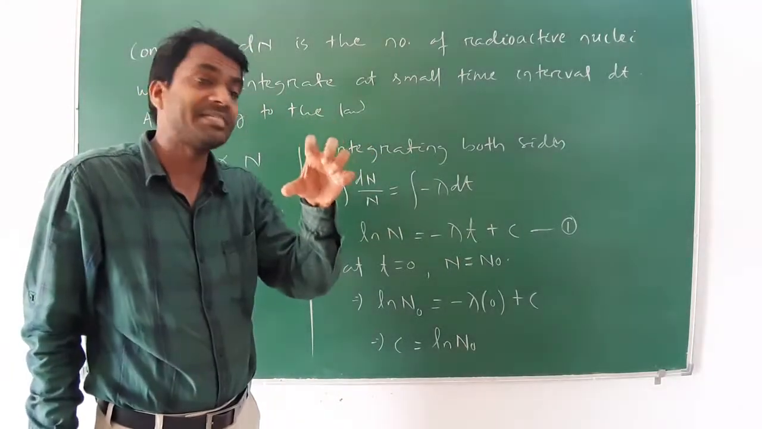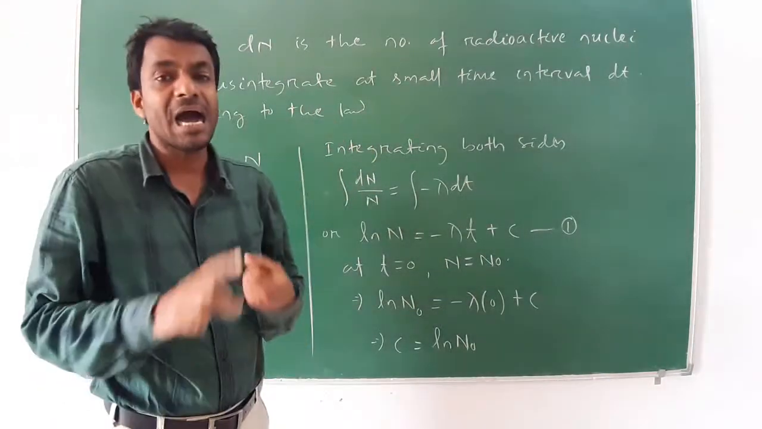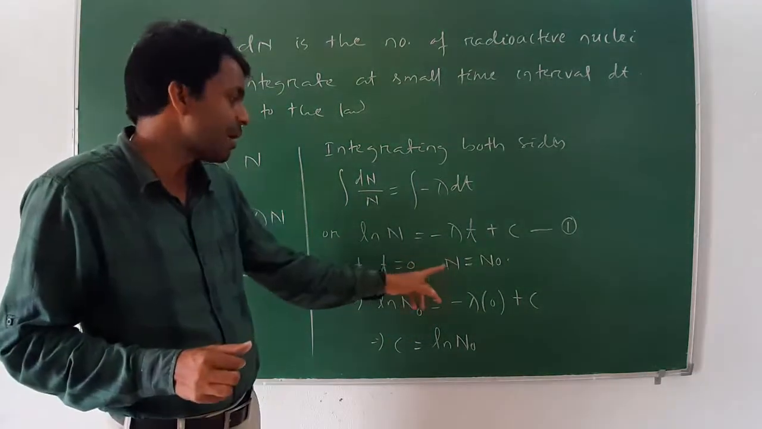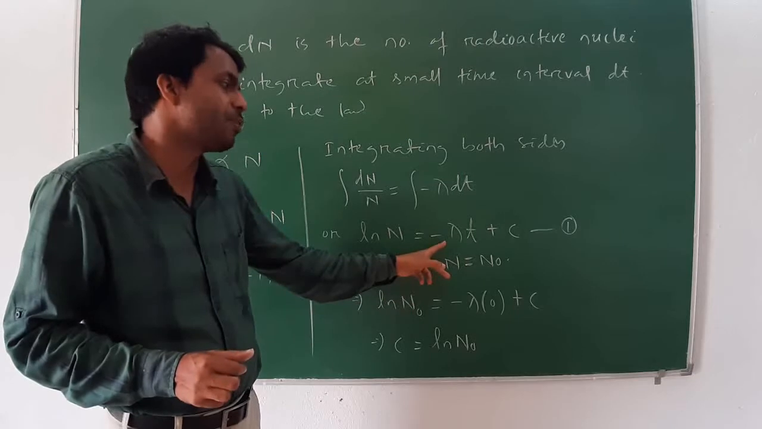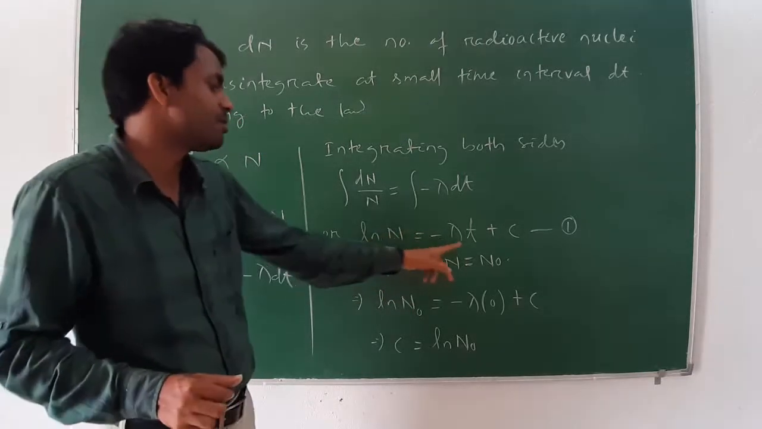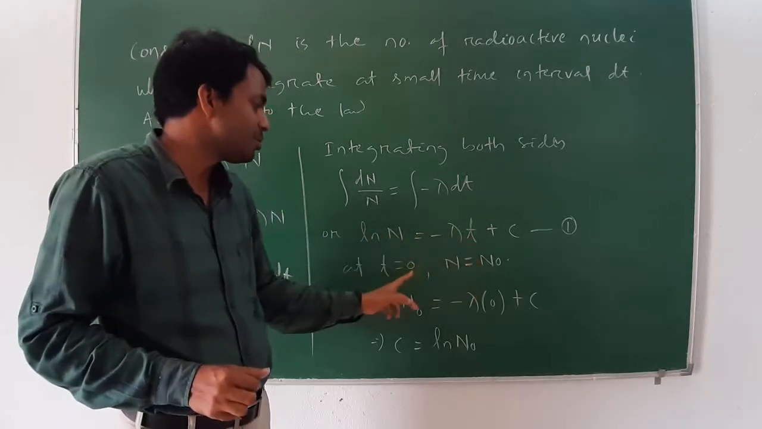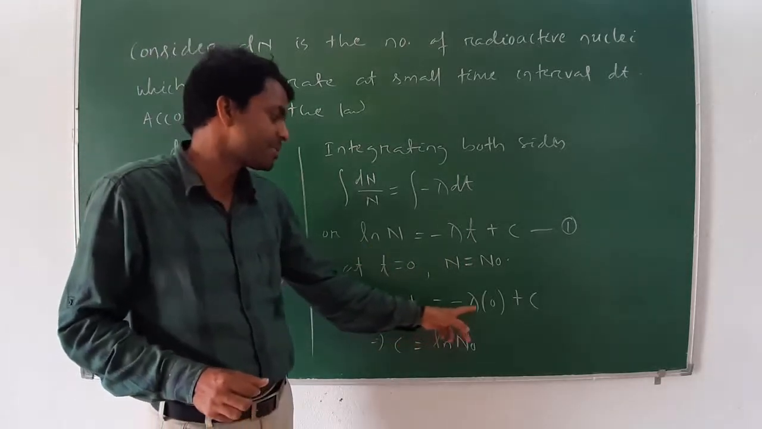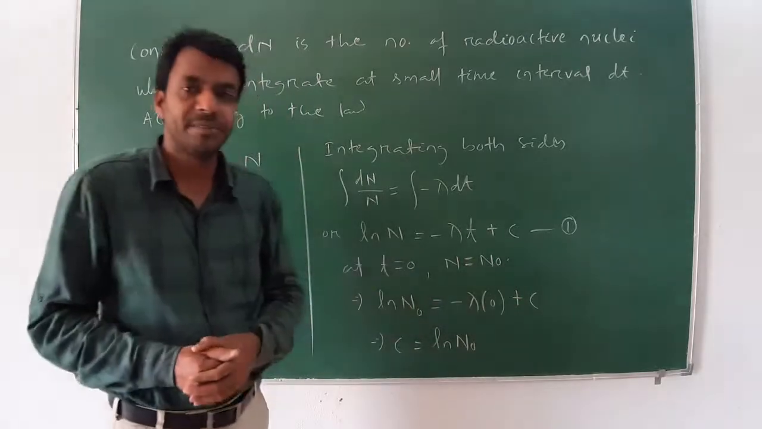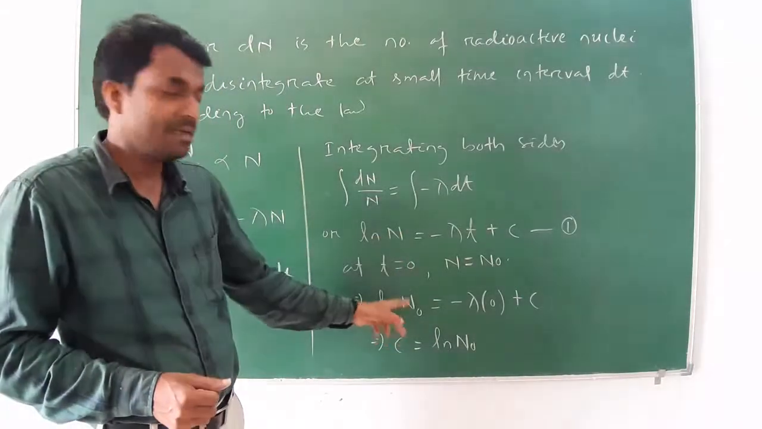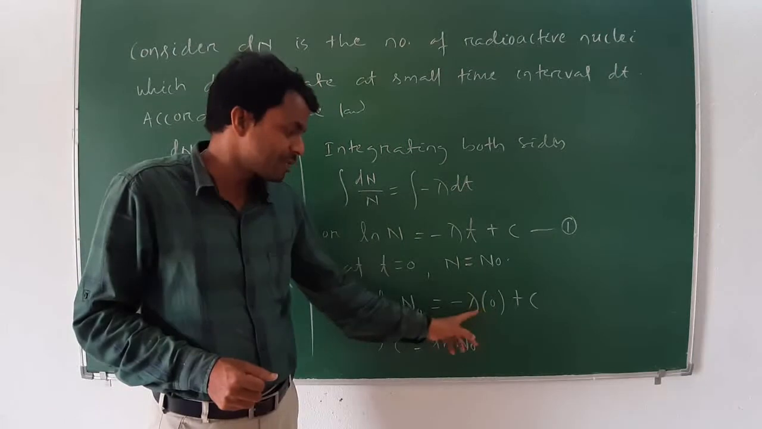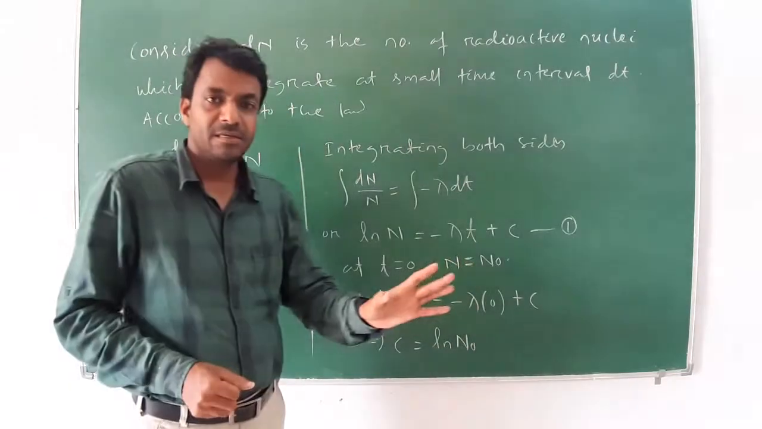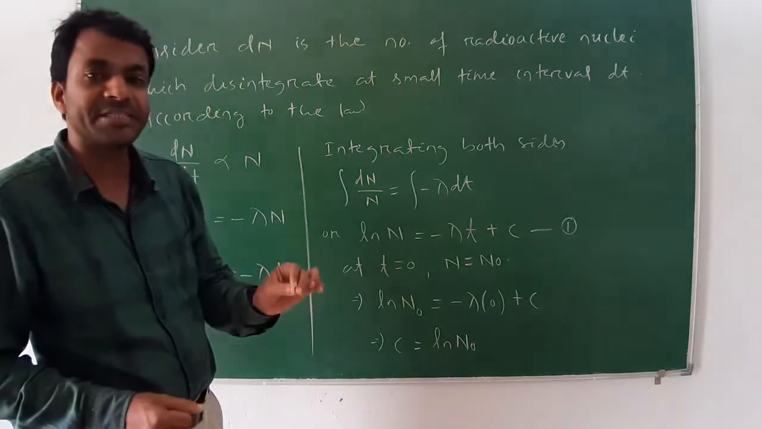Now we know that initially at t equal to 0, the number of undecayed nuclei, or initially present nuclei, is N0, means at t equal to 0, N equals N naught. Now I will put these values in equation 1. In place of N, N naught, and in place of t, 0, I get ln N naught equal to minus lambda into 0 plus c. As 0 into something is 0, c equals ln N naught.